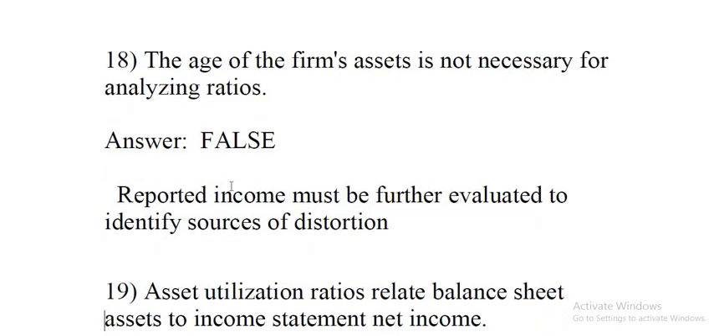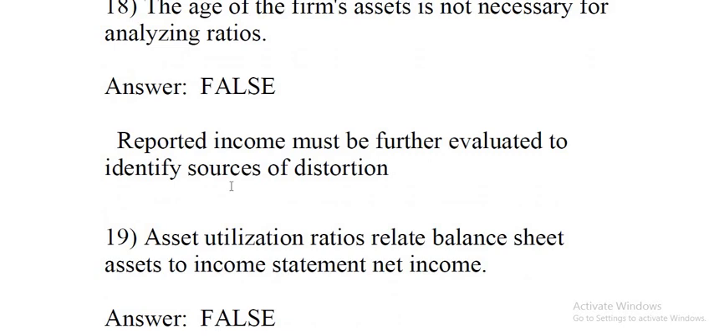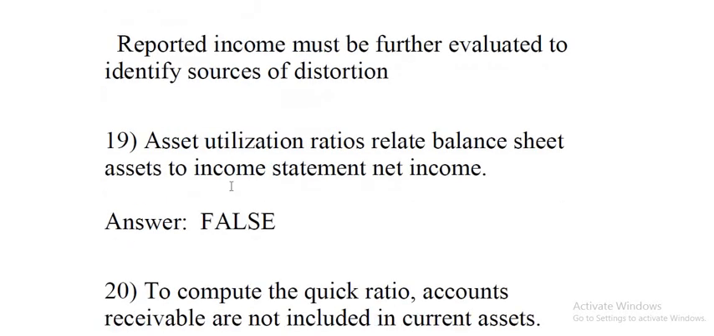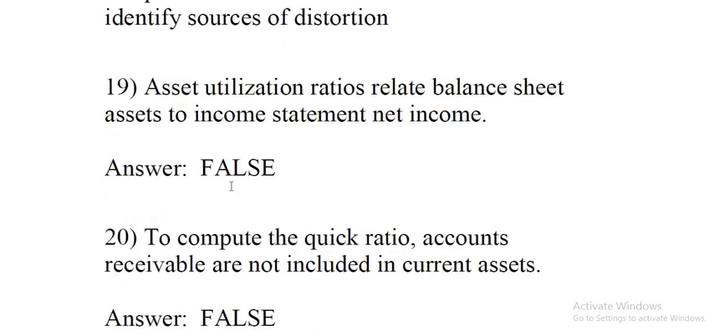The next question. Asset utilization ratios relate balance sheet assets to income statement net income. This is false. To compute the quick ratio, accounts receivable are not included in current assets. This is false.